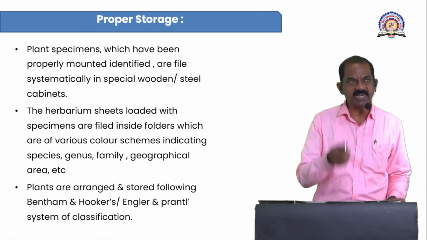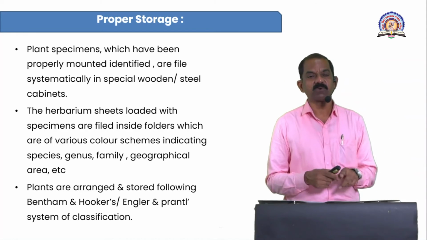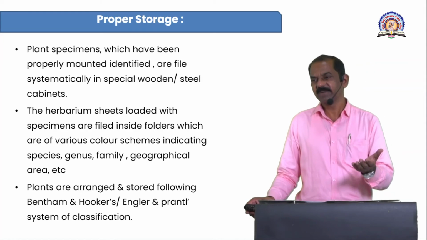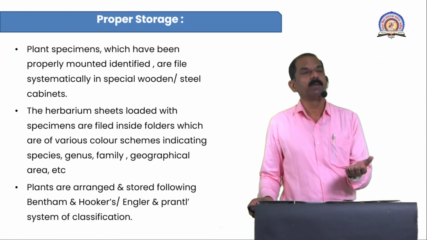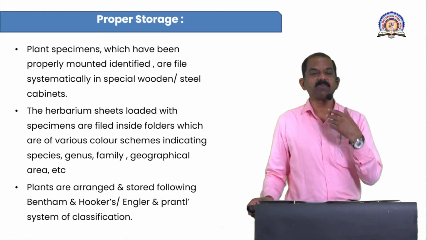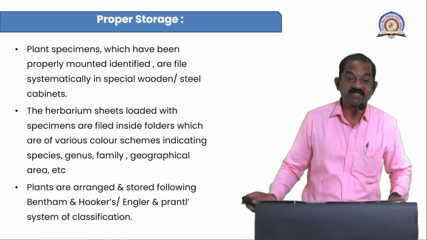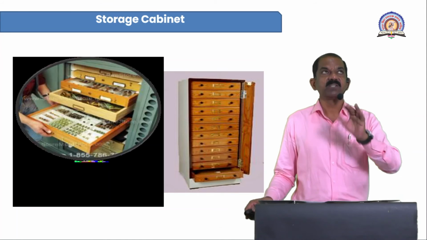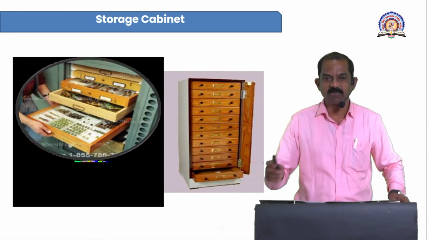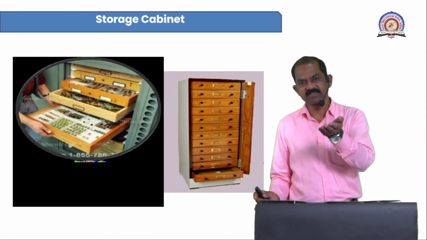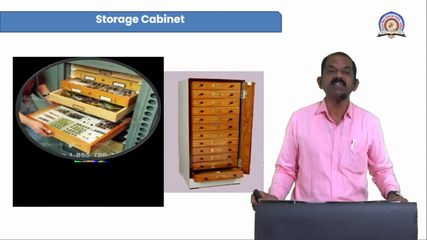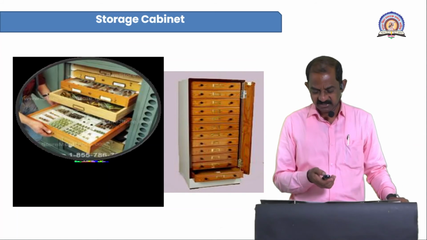They are arranged in the cabinet with any one method, either the natural method of plant classification by Bentham and Hooker, or the phylogenetic system of plant classification by Engler and Prantl. This one is the storage cabinet. There are sub cupboards in which we arrange the sheets family wise. So this is the storage cabinet.